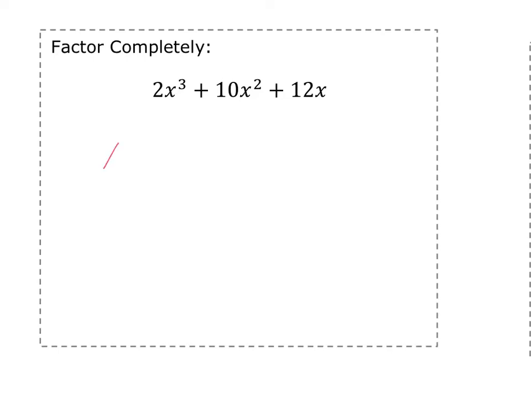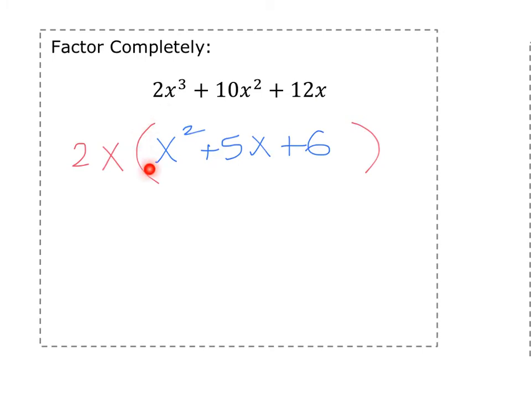factor the x out. And 2, 10, and 12, what's common between them? A 2, so I'm going to factor 2 out. So what's going to be left of 2x to the third if you factor 2x out? X to the second. What's going to be left of this one? 5x. And what's going to be left of this one? 6. So when you factor 2x out, you're going to end up with x squared plus 5x plus 6.